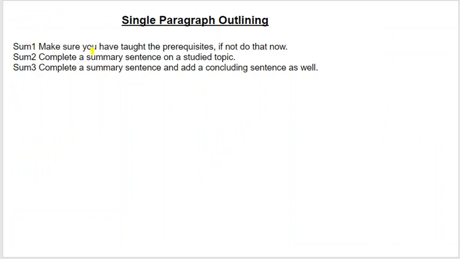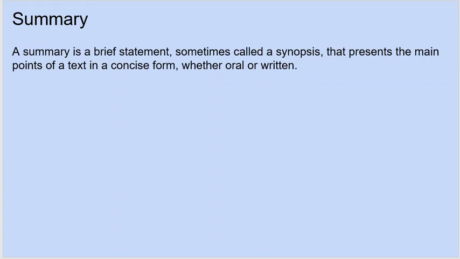We have: make sure you have taught the prerequisites. So that's a key thing. You'll want to know what those are. You're not actually teaching anything on this standard, but you want to make sure you have these in place. We'll talk about those specifically in a second. And there's really only 2 different ways to do this. We want to teach them to complete a sentence summary, and that's just a basic one, and then a sentence summary with a concluding sentence on that as well. So let's jump right in.